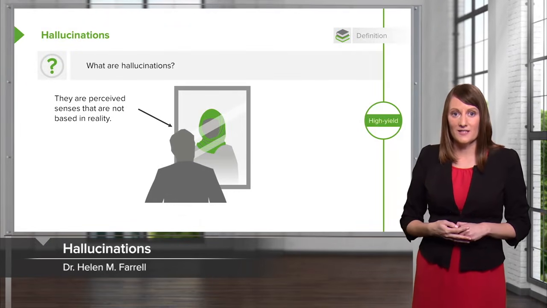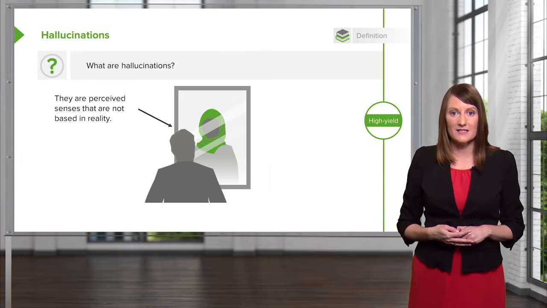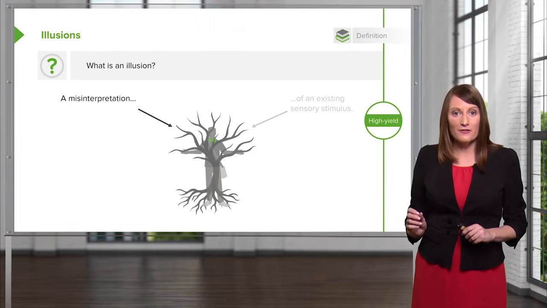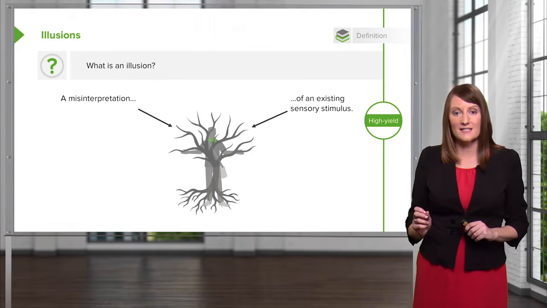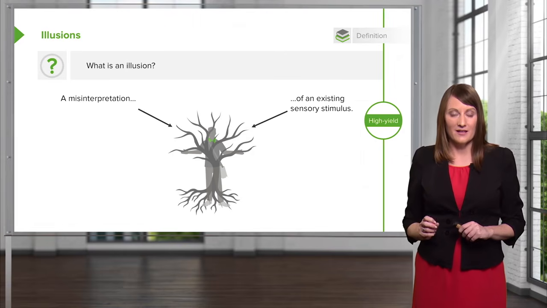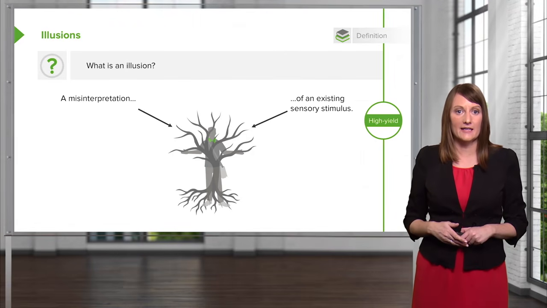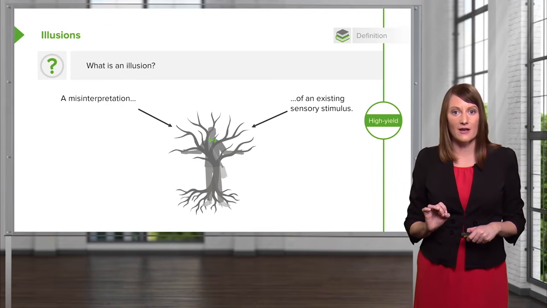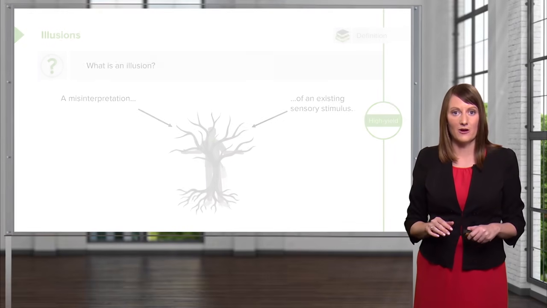What exactly are hallucinations? These are perceived senses that are not based in reality. It's different from an illusion, which is a misinterpretation of an existing sensory stimulus. So consider this. You're driving along in your car on a hot day and you perceive a body of water in front of you. That would be an illusion. It's not really there, but external reality is giving you the impression that it might be there.